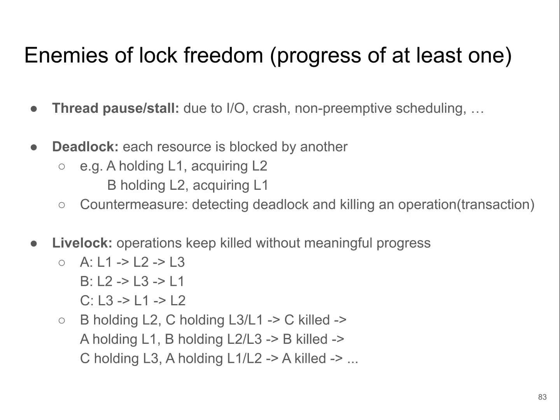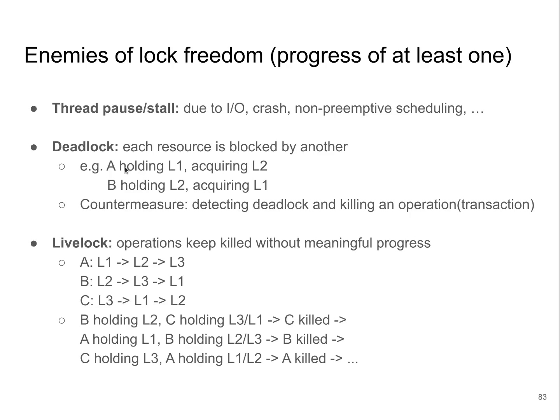A deadlock is when threads are holding resources in a way that makes progress impossible. For example, thread A is holding lock L1 and is trying to acquire L2, and thread B is holding lock L2 and is trying to acquire lock L1. In this case, neither A nor B can proceed, because A cannot acquire L2, which is already held by B, and B cannot acquire L1, which is already held by A. As a result, there is a deadlock. They cannot proceed at all. This usually happens in lock-based concurrent programming.